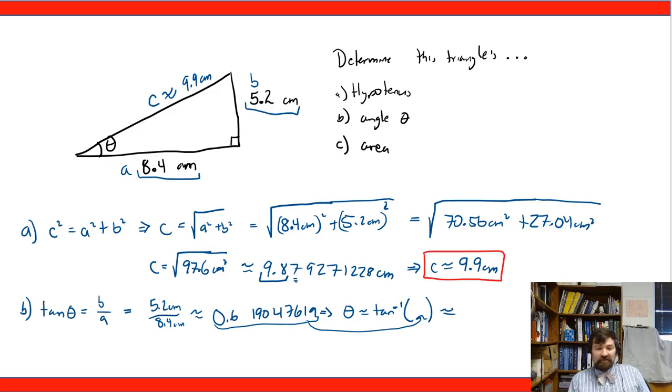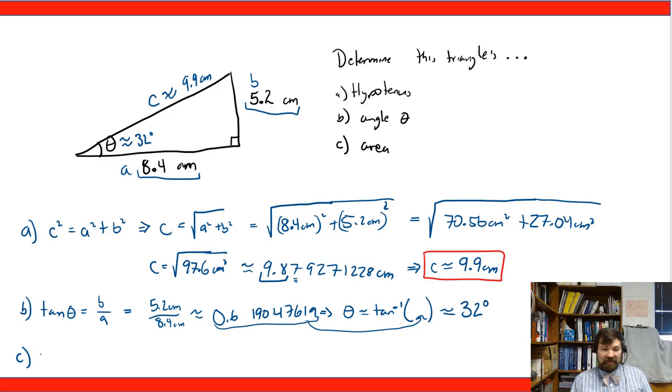And again, I had 2 sig figs here, 2 sig figs here. My answer should have 2 sig figs. So I push the tan⁻¹ button, I put the digits in, and I get 31.75, etc. So at 2 significant figures, this is 32 degrees. So approximately 32 degrees.